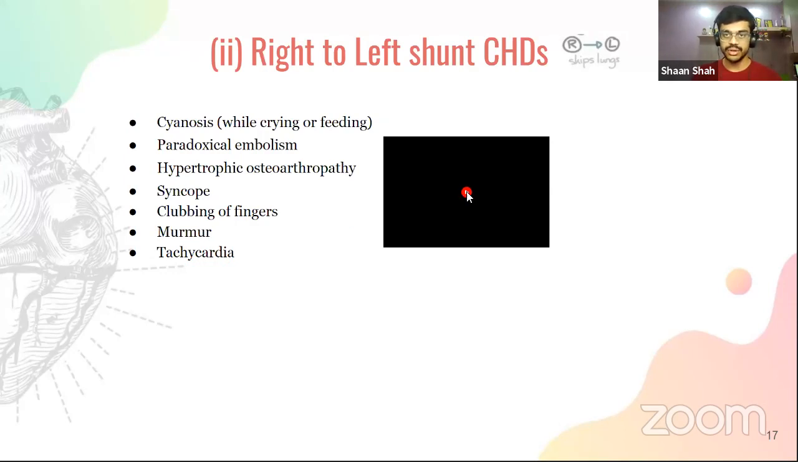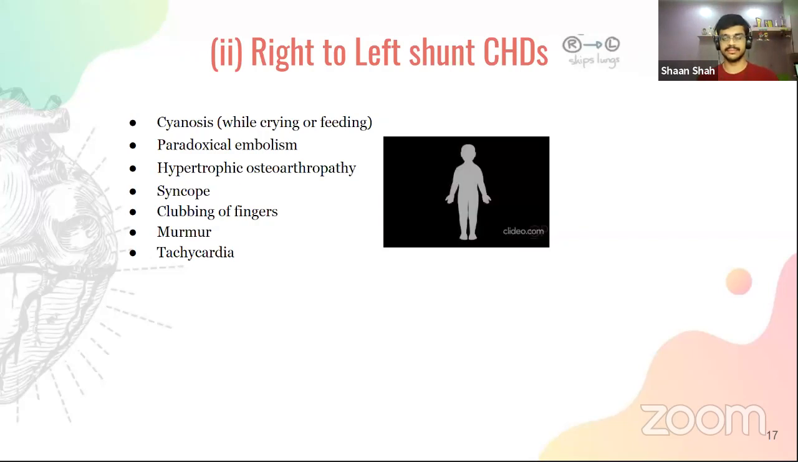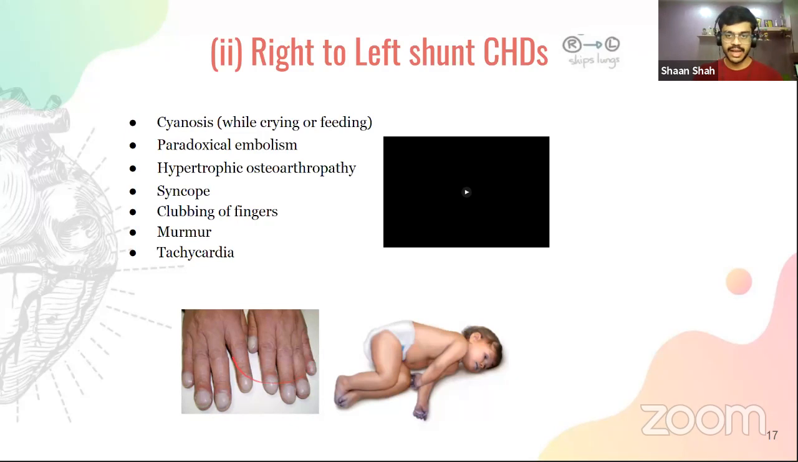So here is a video. Signs of cyanosis with congenital heart disease include bluish discoloration of skin and mucous membranes, increased respiratory rate and effort, irritability, or lethargy. Other signs include decreased blood flow to the body, decreased urine output, and metabolic acidosis. All right, so here the clubbing of finger is shown and a cyanotic blue baby.